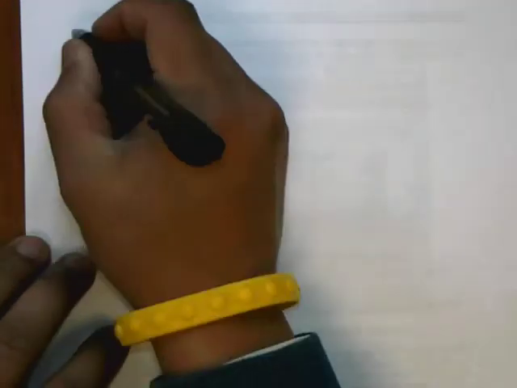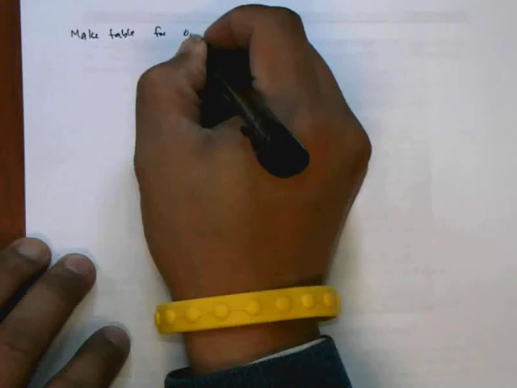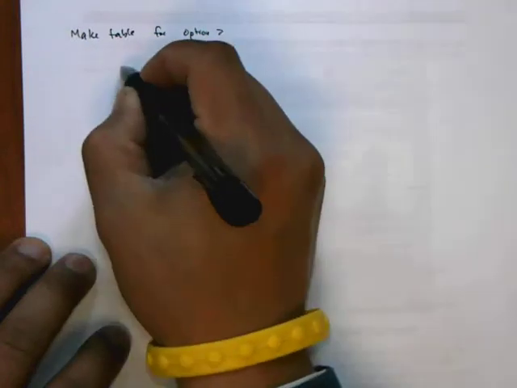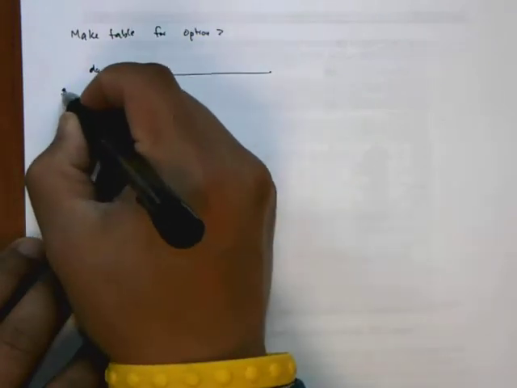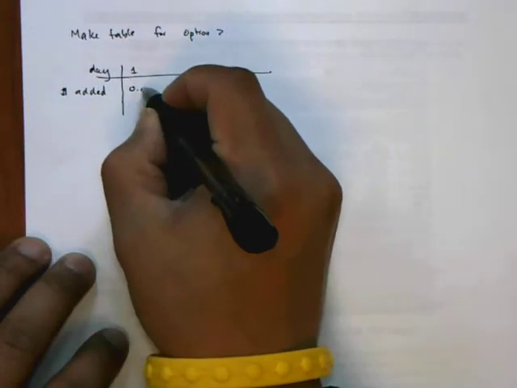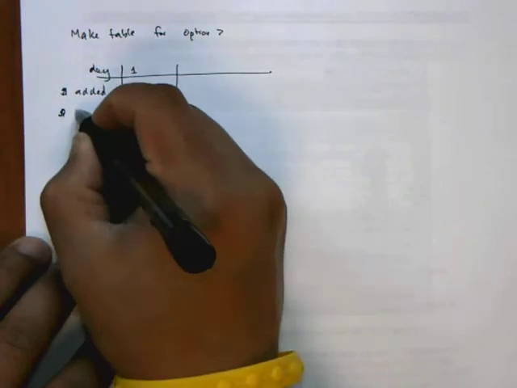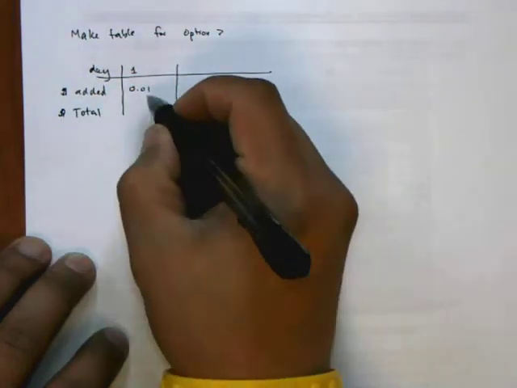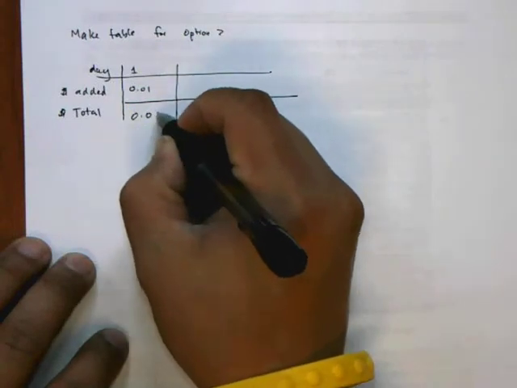Okay, so I'm going to get some fresh paper here. So first, we're going to make a table for option 2. And I'm going to say that this is the day, and we'll start with day 1. Second row, I'm going to put the amount of money added. So on day 1, I get a penny. And then the third row, I'm going to say the total amount of money here. So day 1, I received a penny. In total, I have a penny.